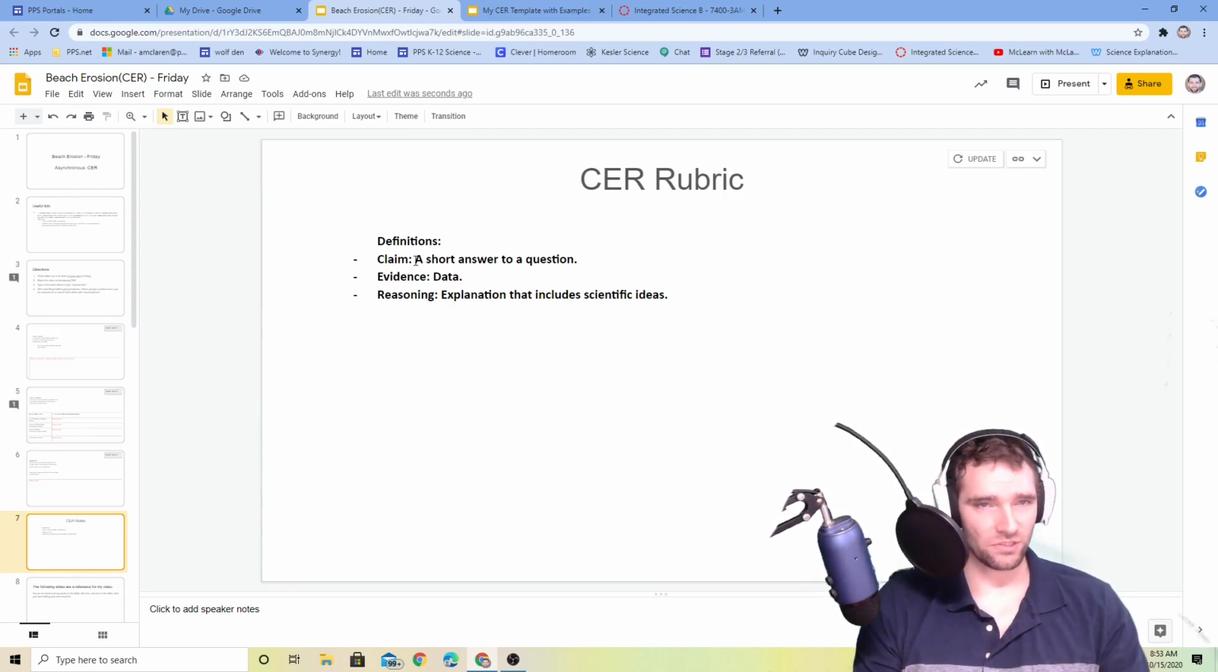A claim is just a short answer to a question. Evidence, this is really just data or observations. This is something that you can measure, and that someone else can also measure and get the same results. And then reasoning is some sort of explanation that includes some concept or terms that you're using appropriately to explain the claim.